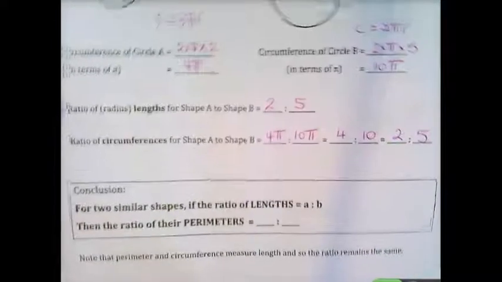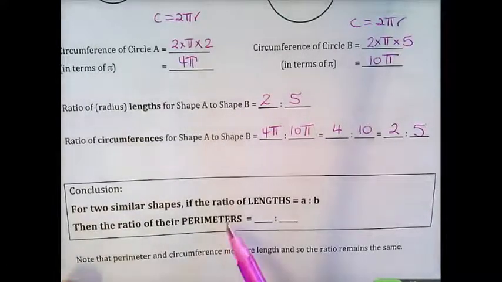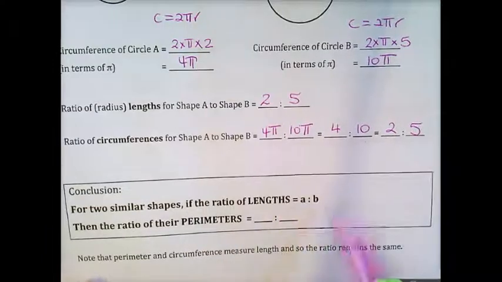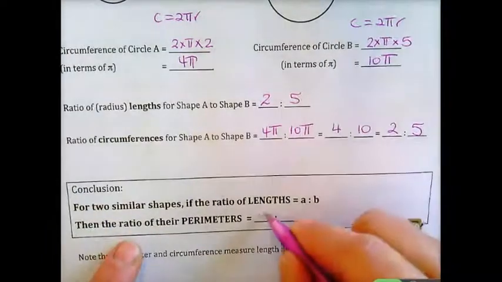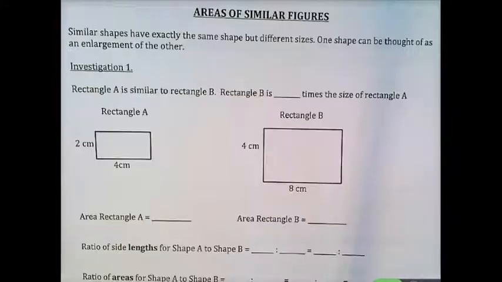So our conclusion here is, for two similar shapes, if the ratio of the lengths is A to B, then the ratio of the perimeters is also A to B. In other words, ratio of the lengths will be the same as ratio of the perimeters. Why is that? Because perimeter just measures length around the whole shape. Okay? And so the ratio remains the same. Similar shapes have exactly the same shape but different sizes, and one shape can be thought of as an enlargement of the other.